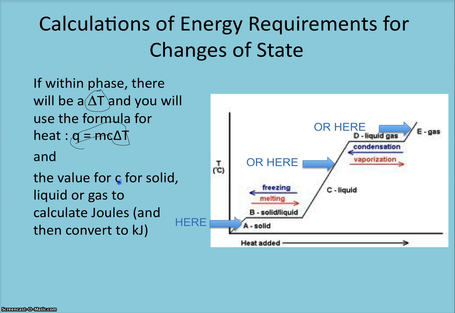So the tricky part becomes picking the right C. If you're down here, you use C for the solid. If you're over here, you're going to use C for liquid. And if you're up here, you're going to use C for gas. You'll get your answer in joules, and you convert it to kilojoules by dividing by 1,000.